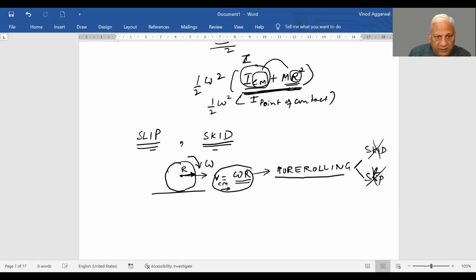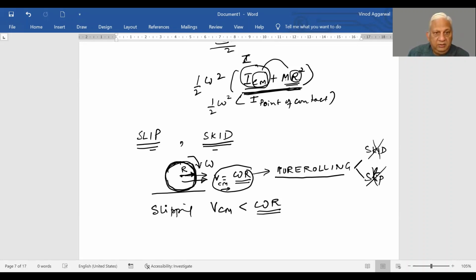Your wheel is rotating fast, but you are not moving forward in the same ratio, which means that your tire is slipping. We call the tire is slipping, right? So in case of slipping, the velocity of center of mass is less than what it should have been in case of pure rotation. Okay.